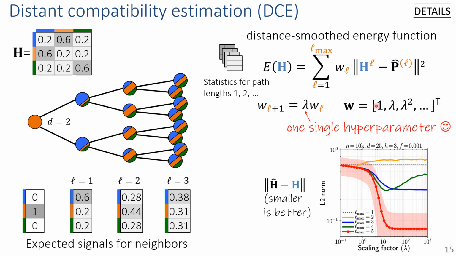The intuition being is that as lambda goes to 0, we just have the neighbor statistics, and as lambda gets bigger and bigger, we only have the really far distances that dominate the optimization step. And we see, indeed, it works. It works in that as we use longer and longer path lengths, the L2 norm between our gold standard compatibility and the estimated compatibility goes down.